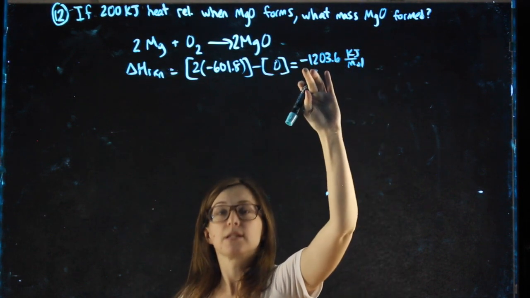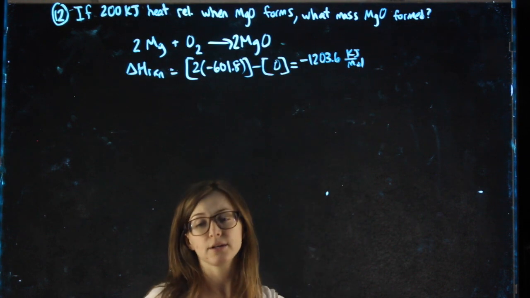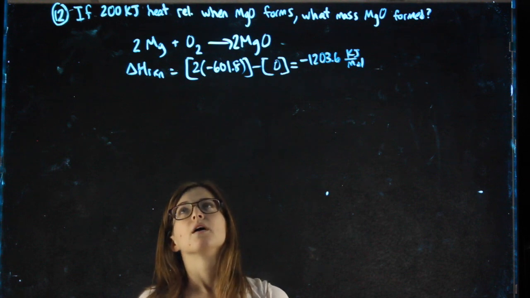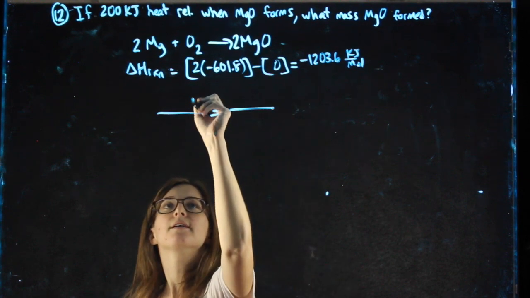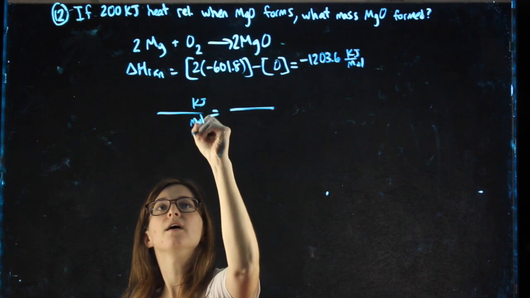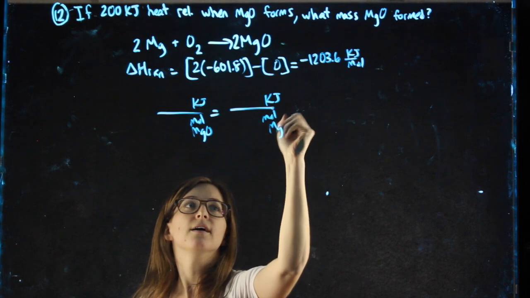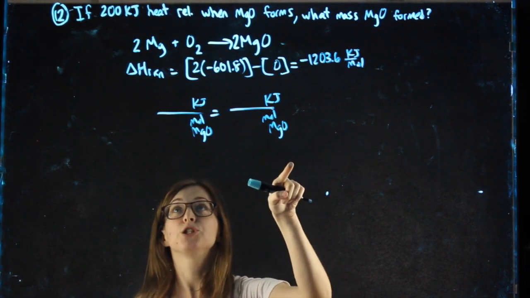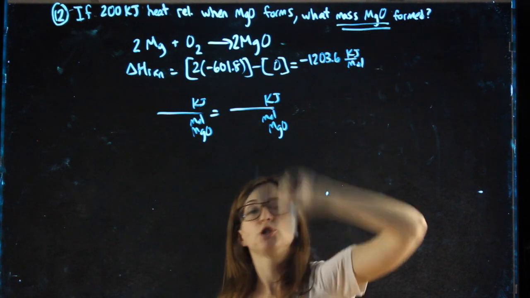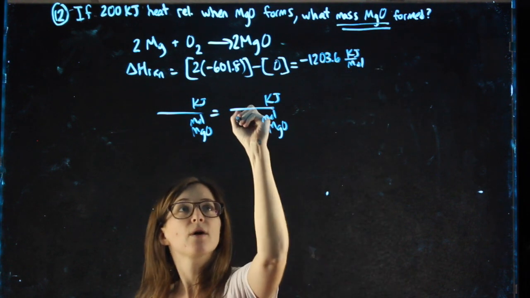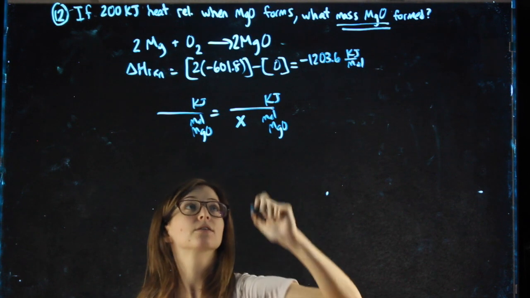That's the heat released, because of the negative sign, for every mole of MgO that I use. But I have a different amount of heat. So, kilojoules per mole of MgO. The reason I'm using MgO rather than Mg or O2 is because they ask about MgO forming. So I want to find how many moles of it formed, therefore I can find the mass, the grams.